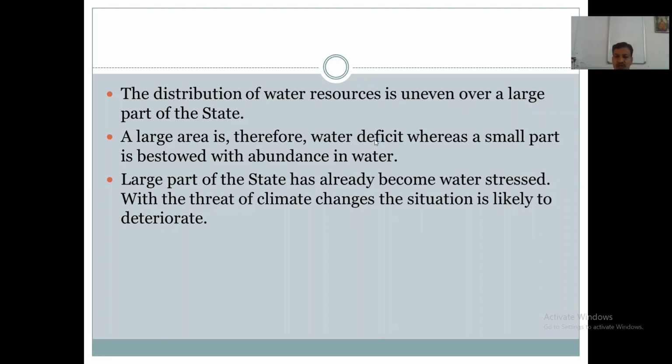So this distribution of water resources is uneven. Distribution of water is uneven. In some parts of the state water is available more. In some parts of the state there is a scarcity of water.